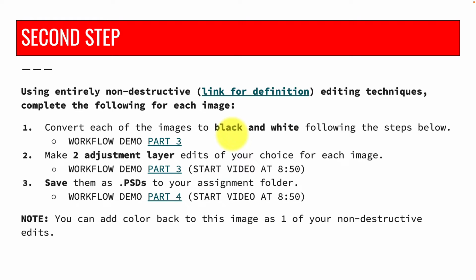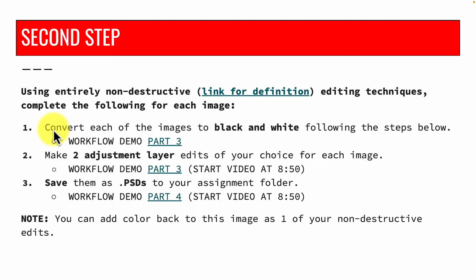Now the second step for this is we're going to work in Photoshop, and we're going to make what are called non-destructive edits. And those are edits that aren't permanent to the image itself. And that goes through, there's a link to a definition here, but it'll make sense once we get into what we're using, which are adjustment layers.